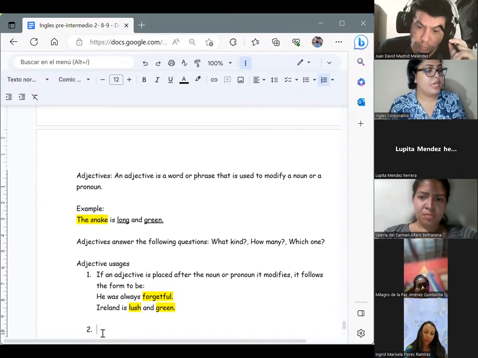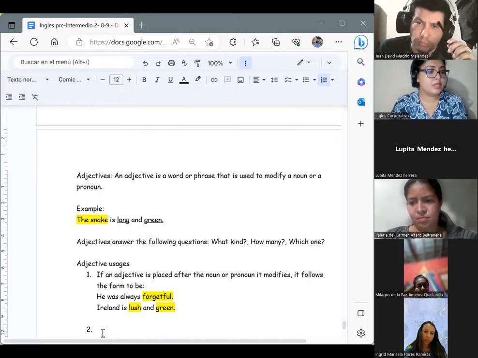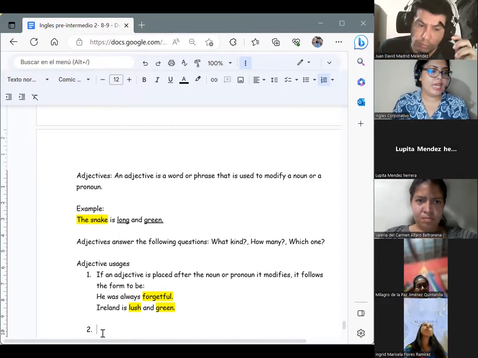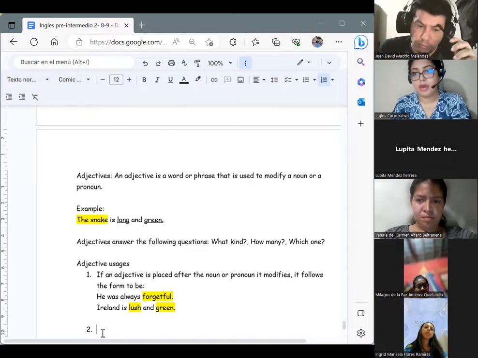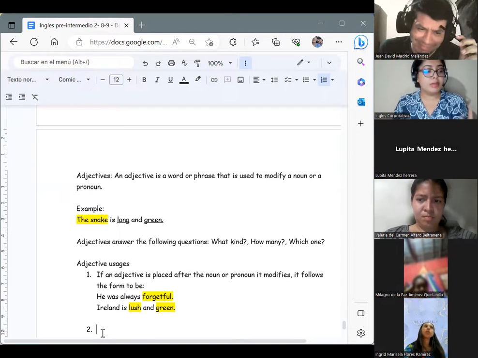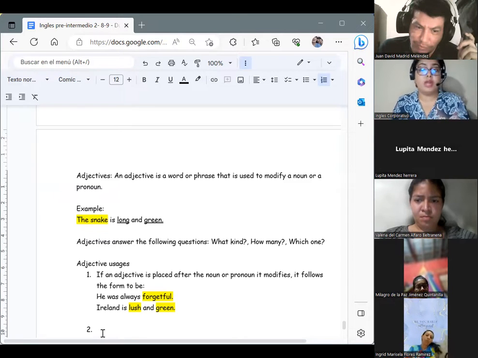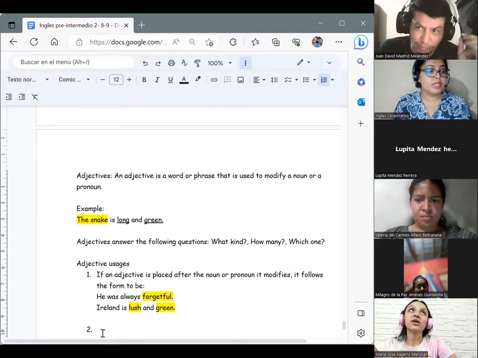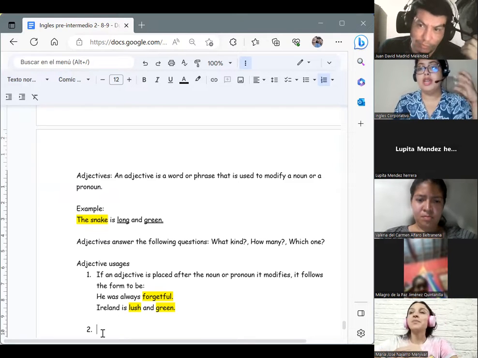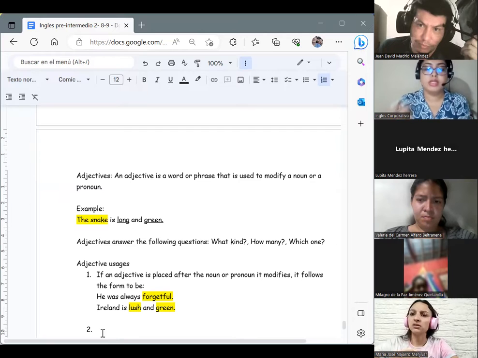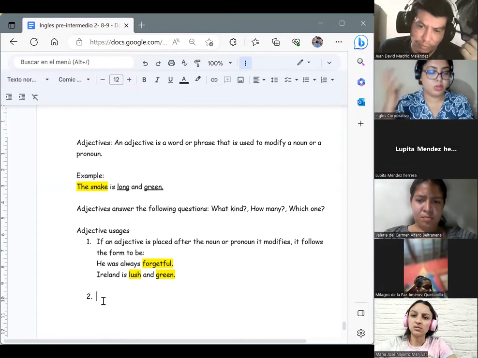It says that the adjectives can also follow sense or appearance verbs such as look, taste, smell, feel, and sound. Cuando estamos utilizando adjetivos, también podemos seguir el sentido o la apariencia o los verbos de apariencia, como son el verbo look, el verbo taste, probar, ¿verdad? El verbo smell, oler, el verbo feel, sentir, y el verbo sound, sonar, ¿verdad? No es simplemente el sonido, sino el sonar.